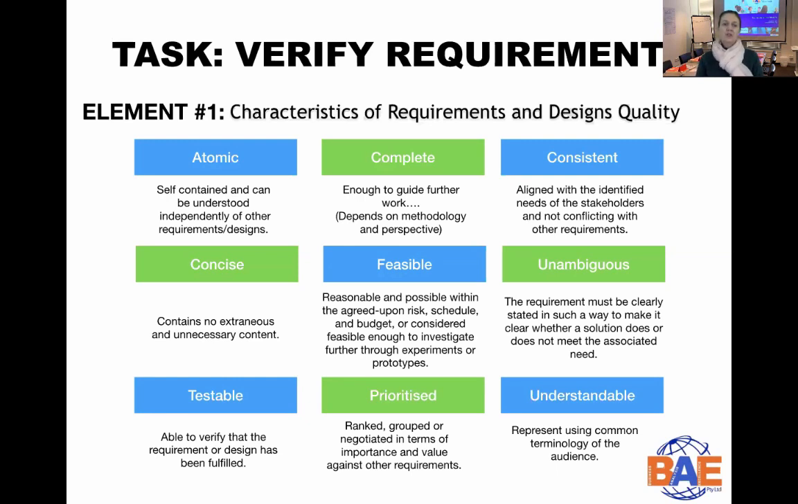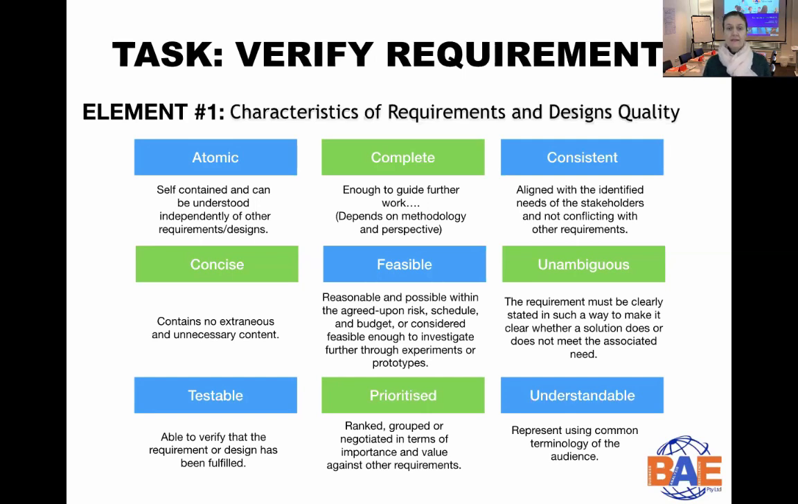So your requirements should be atomic. This means they should be self-contained and can be understood independently of other designs or requirements. It basically means that they shouldn't be half phrases or imply any kind of link to another statement somewhere in your document. So when you read a requirement statement or a user story, it should make sense on its own. Complete: this means it has enough information so that the next step can be taken in terms of the work required to implement the requirement.